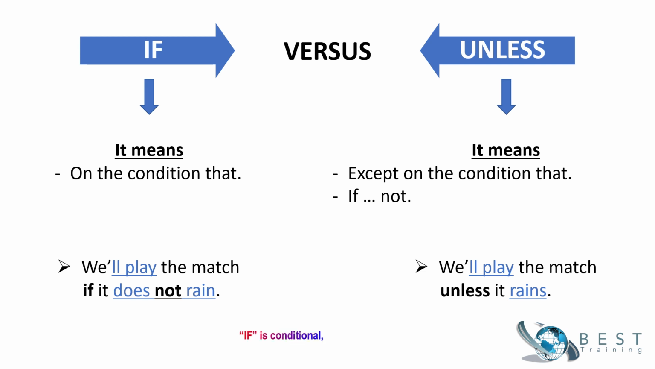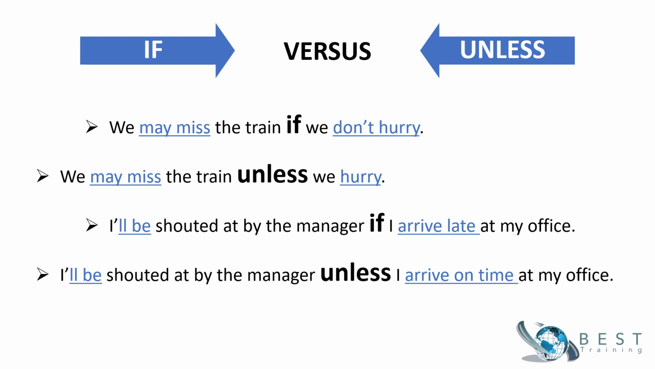So, if is conditional. It's used to describe a possible situation. Unless is also conditional, but it's effectively if with an extra exclusion or negative qualifier added. And we can make equivalent sentences with both. Here are a few examples. We may miss the train if we don't hurry. We may miss the train unless we hurry.